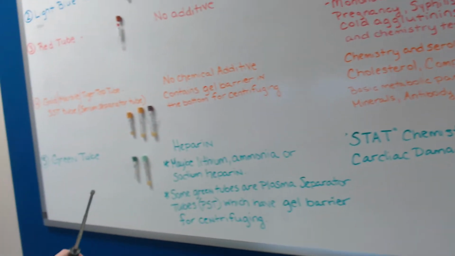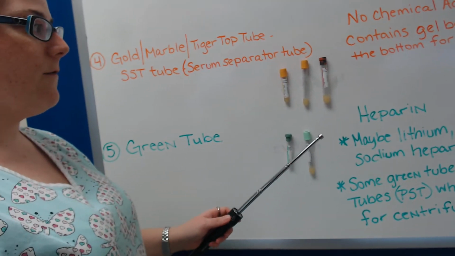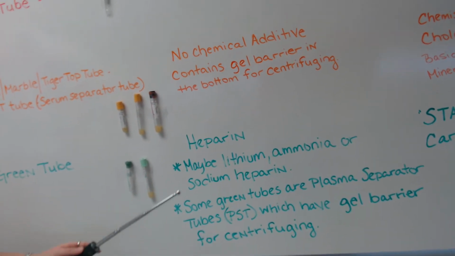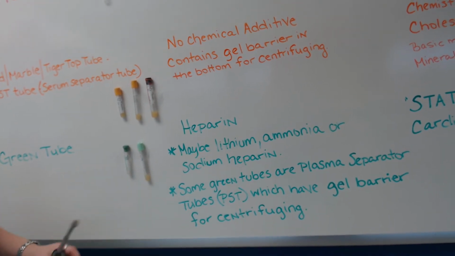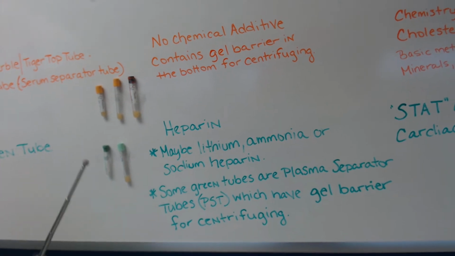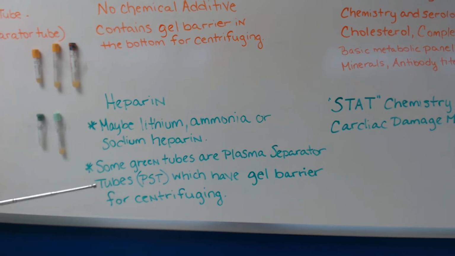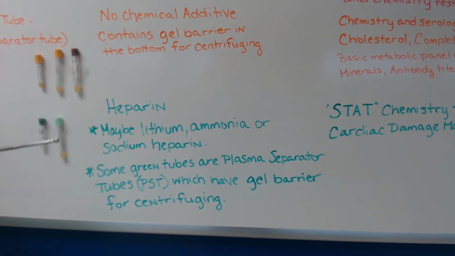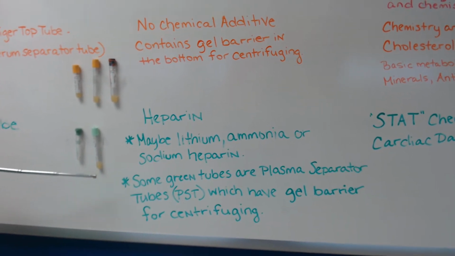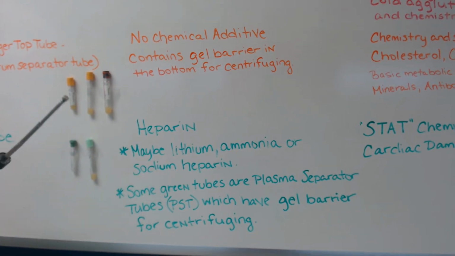All right, next you have your green top tube. That tube either is going to have lithium, ammonia, or sodium heparin in it as an additive. Really, if you can just remember, heparin is the additive for these. That's your main information you need to know. Some of your green top tubes are called plasma separator tubes, which means it's going to separate the plasma out from the blood cells, and it also has that gel barrier in the bottom of it for centrifuging. But again, they're all going to have one of those types of heparin in them.